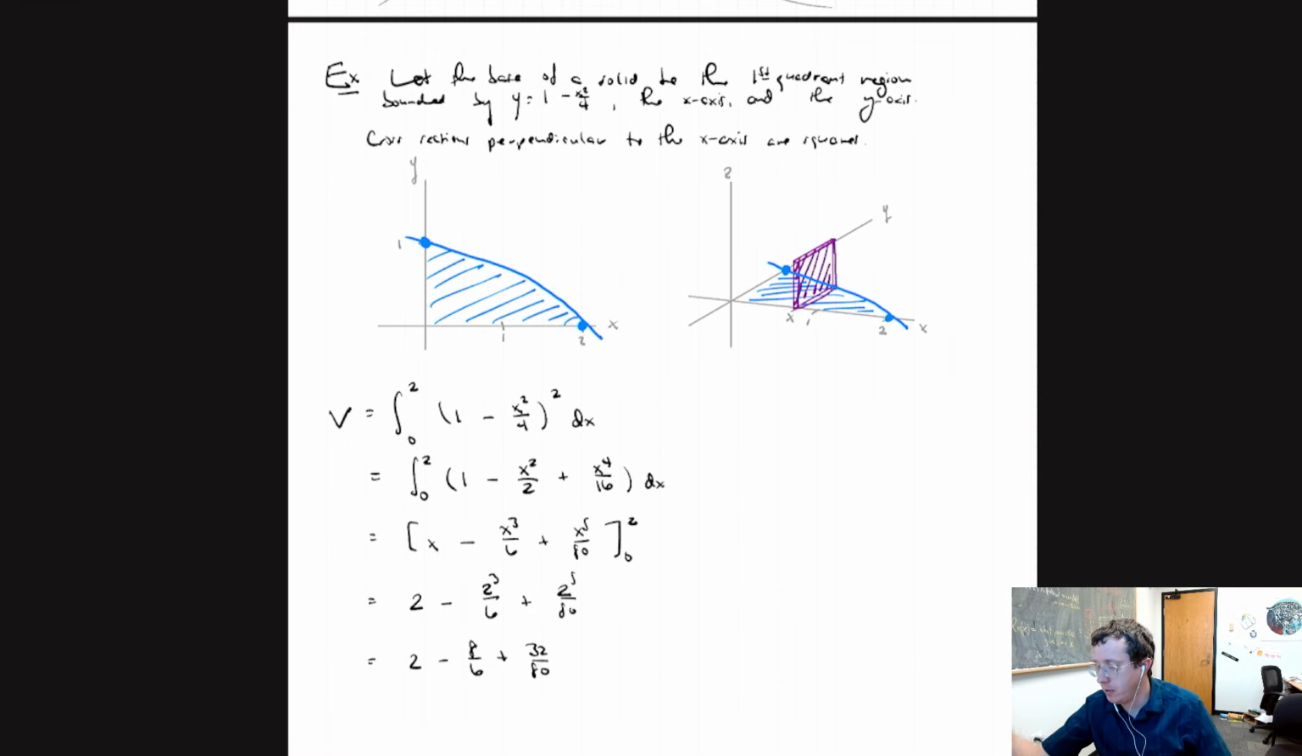Questions from anyone about cross sections before we do a problem with areas between curves?